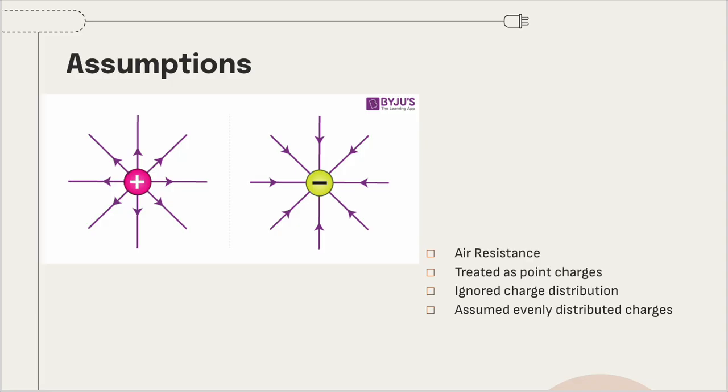We made several assumptions in this model to simplify our calculations. First, we neglected air resistance. We also treated each tape as a point charge, ignoring the charge distribution along the length of the tape. Finally, we assumed that the charges on both tapes were equal and evenly distributed.